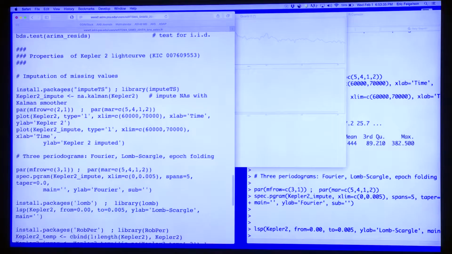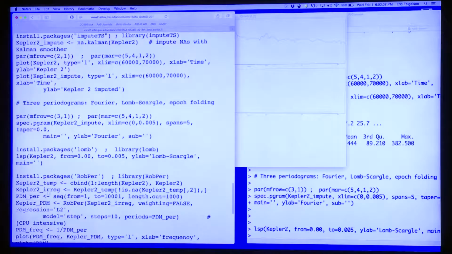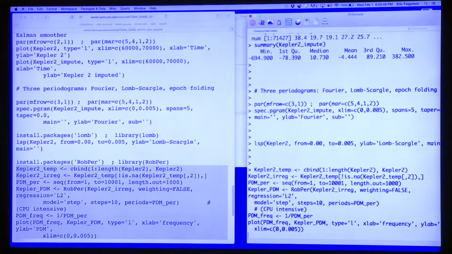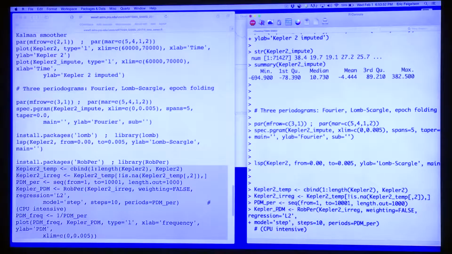And then I'm going to do one of the 4 that I showed before from Robper, the German package. I'm going to do the one called phase dispersion minimization, PDM. And this is CPU intensive. Okay, well, just wait a minute.